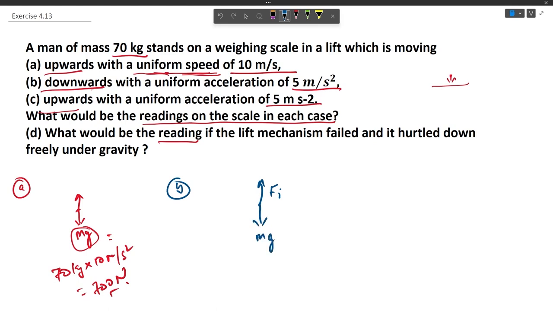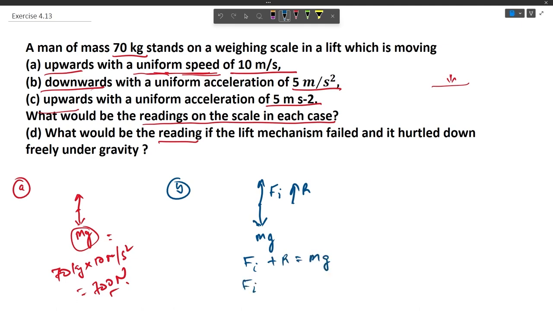So let the reaction force that is applied by the weighing scale on the man be R. Now balancing, we have Fi plus R equals mg.